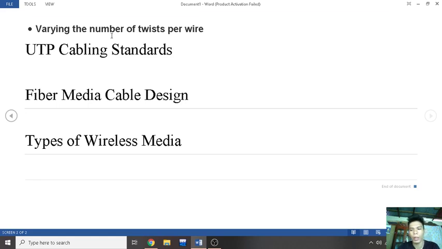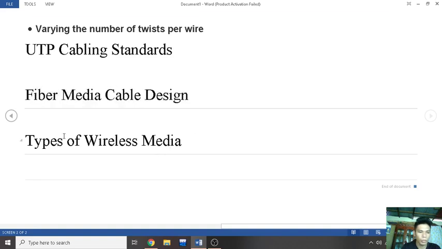So we have the main core, which carries the light transmissions, and the element at the center is the optical fiber. The core is typically a slice of glass. So these are some parts of the fiber cable.